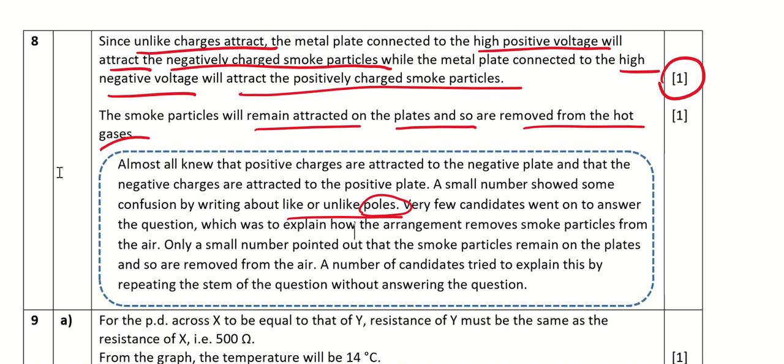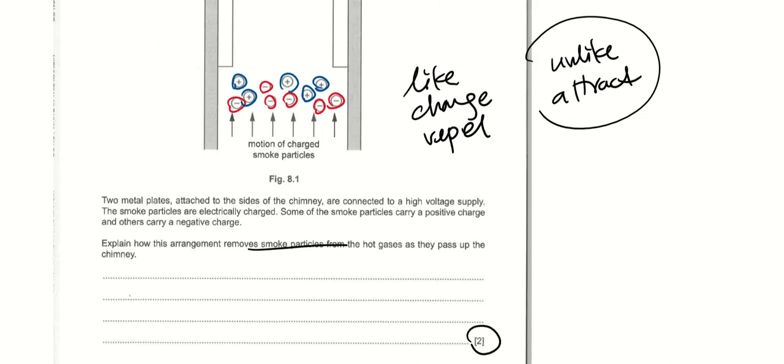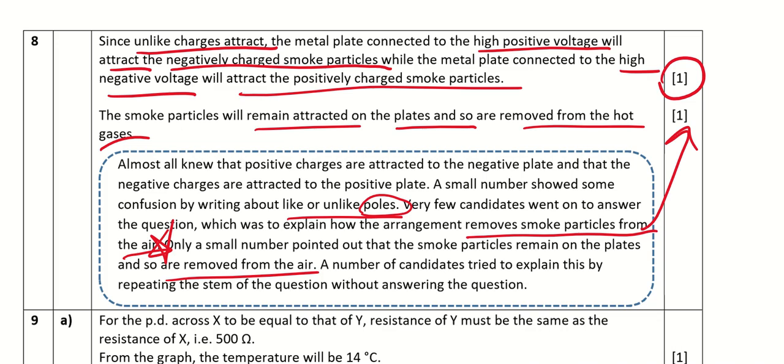Very few candidates went on to answer the question, which was to explain how the arrangement removes smoke particles from the air. That is how you get your 2nd mark. Only a small number point out that the smoke particles remain on the plates and so are removed from the air. So this is actually important, right? A number of candidates tried to explain this by repeating the stem of the question without answering the question. What is the stem of the question? Explain how this arrangement removes smoke particles. So if you just say, oh, this removes smoke particles, no, you must say that they remain attracted to the metal plates. Okay, they remain attracted on the plates.